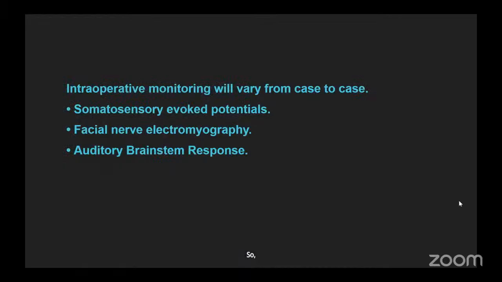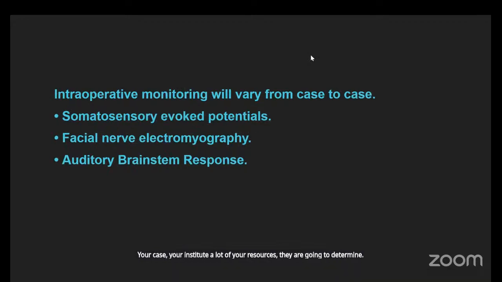So since we are operating in confined space and we know we will be coming across some really important structures, especially the lower cranial nerves and the lateral side of the brainstem, we are going to need some intraoperative monitoring. Now it depends on institute to institute, setup to setup, and case to case as well. Your case, your institute, a lot of your resources, they are going to determine what kind of monitoring you have available. Ideally, in the ideal scenario, let me show you a chart. This is the ideal scenario.